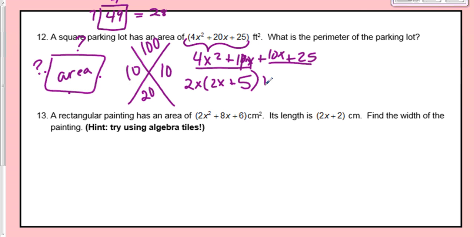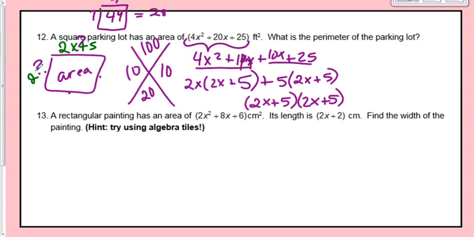Okay, I'm going to take a 5 out of this one. So I've got 2x plus 5 and 2x plus 5, which you remember, this shape is supposed to be a square, so that makes sense. That means that my side lengths over here are 2x plus 5 and 2x plus 5.